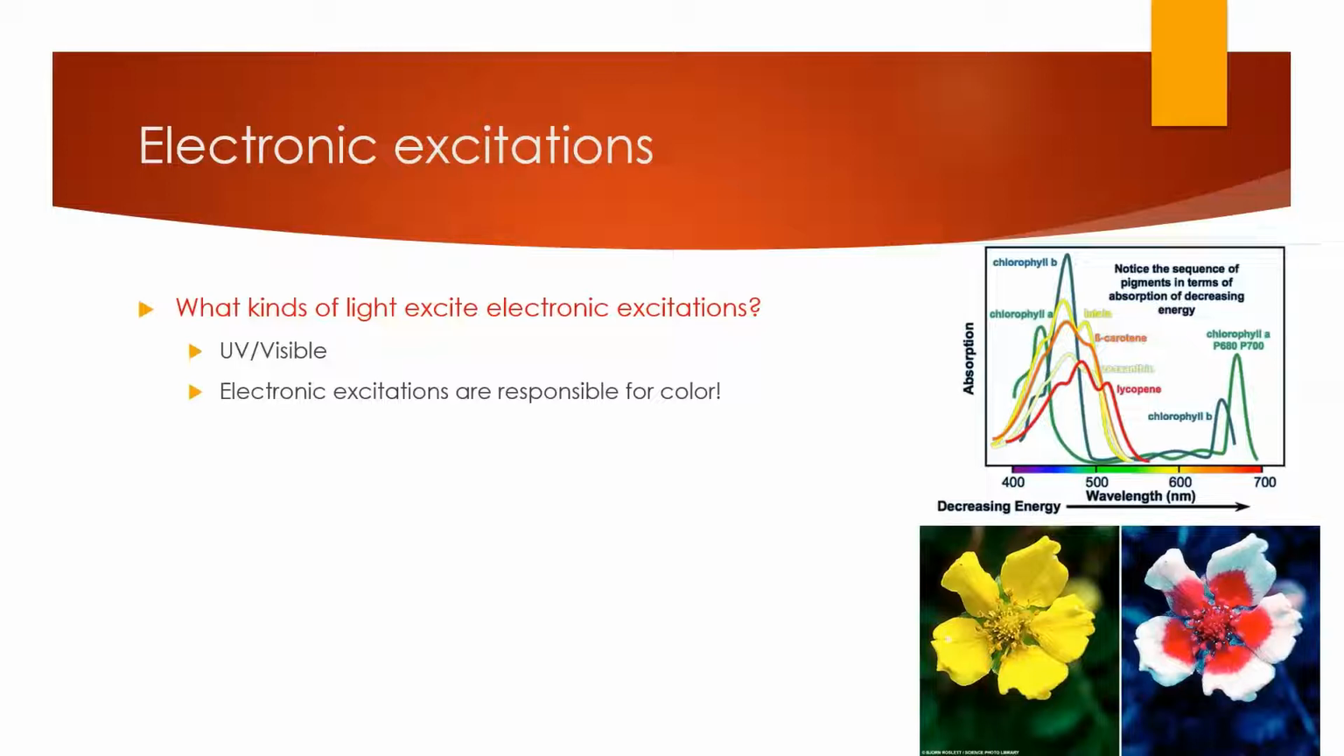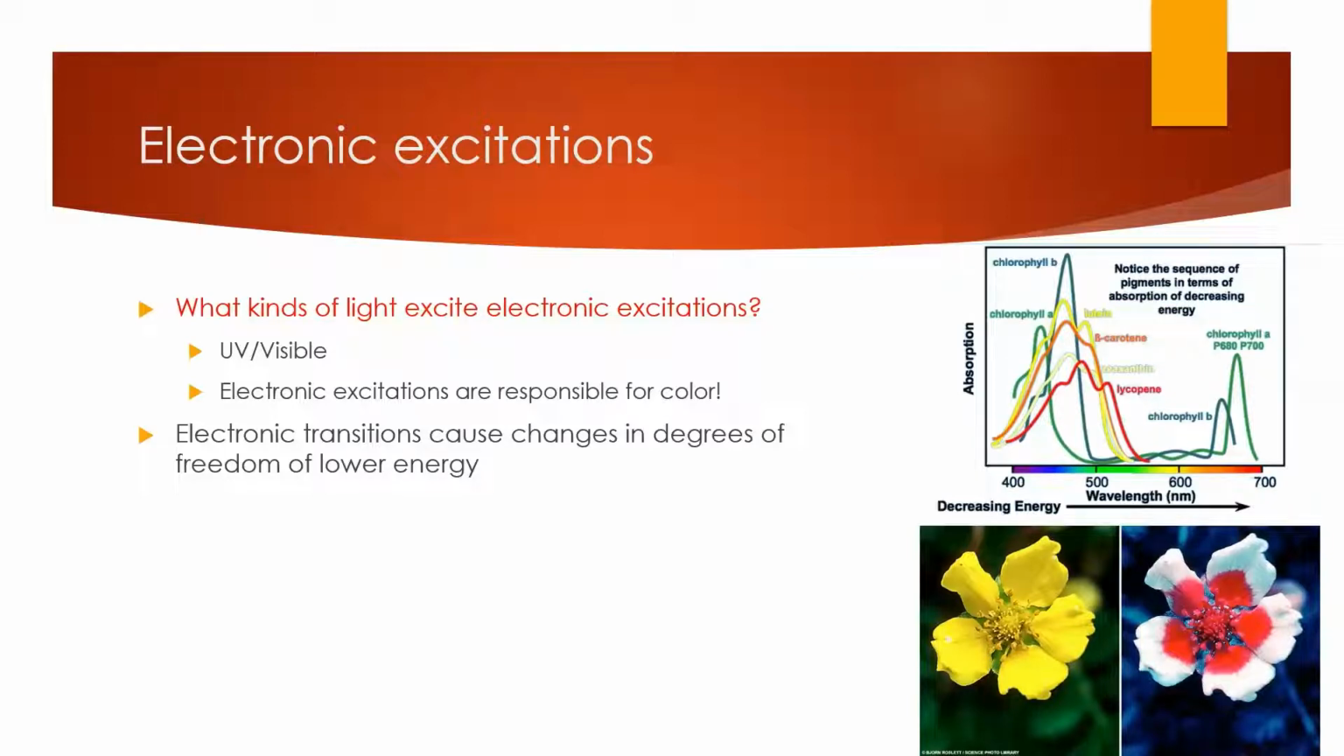So electronic degrees of freedom absorb these high energy lights, and just like other types of excitations here, we transition from lower energy to higher energy. And we'll look into this more in the next lecture, but just like when we absorb infrared light, our vibrational transitions were accompanied with rotational transitions. When we excite molecules electronically with such large energies of light, we also excite vibrational and rotational transitions. And we'll go into more detail about this in the next lecture.